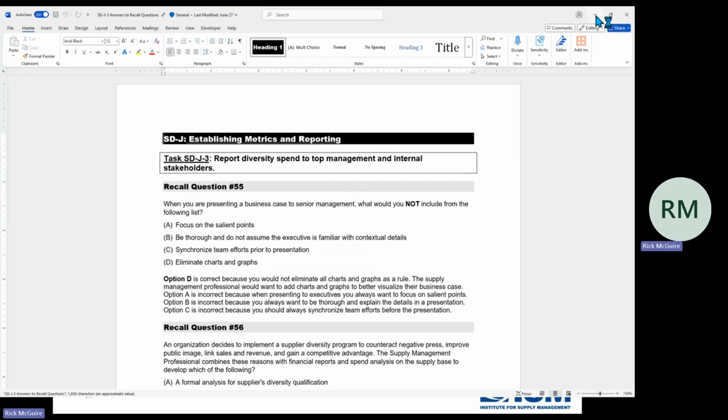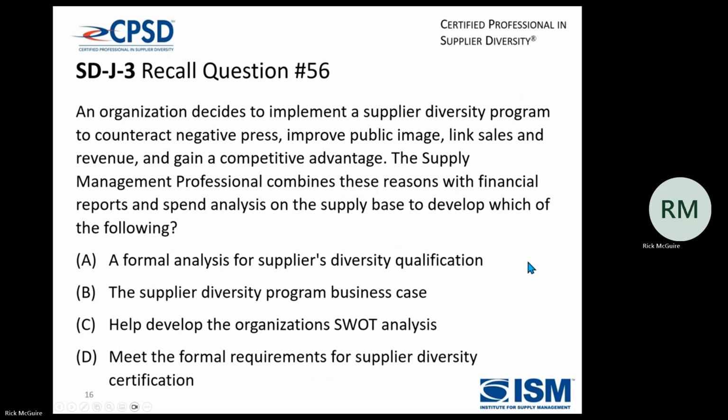D it is. All right, an organization decides to implement a supplier diversity program to counteract negative press. They want to also improve public image, link sales and revenue, and gain a competitive advantage. A supply management professional combines these reasons with financial reports and spend analysis on the supply base to develop which of the following?